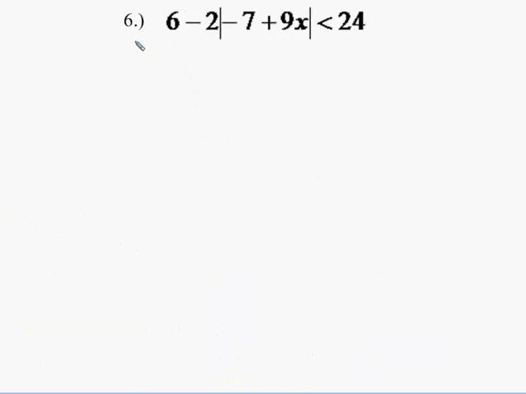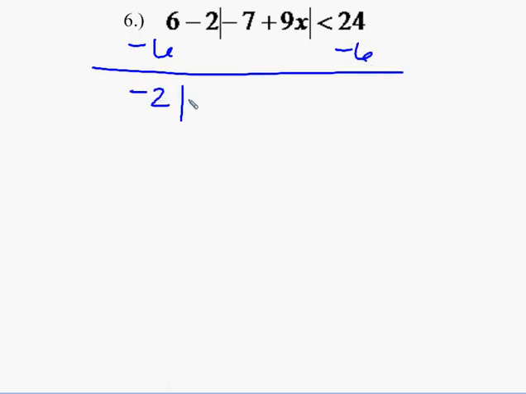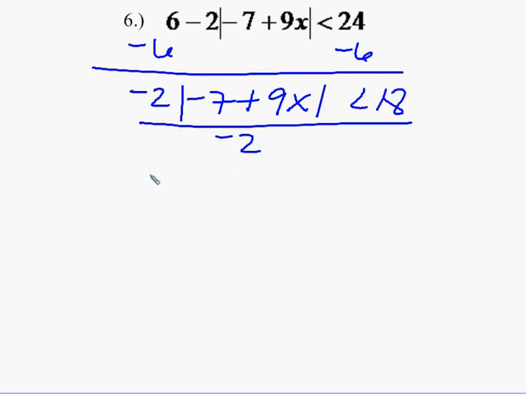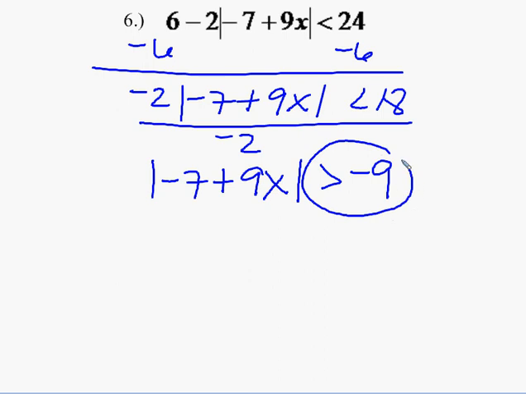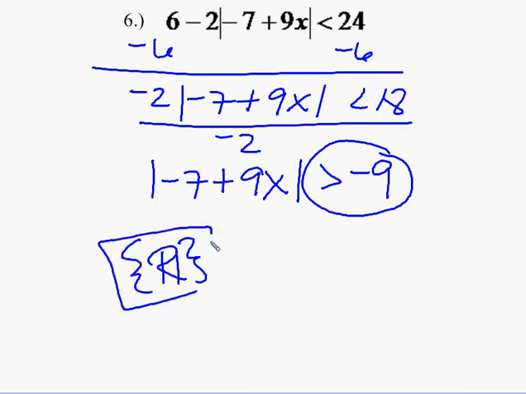Next example, isolate. So subtract the 6. And then divide by -2. Flip that inequality. Now, it's isolated. We see a negative, huge red flag. It's a greater than a negative, so your answer is going to be all real numbers. An easy way to remember this, think of the word or. That R is in here, all real.